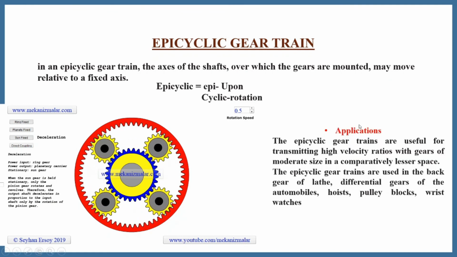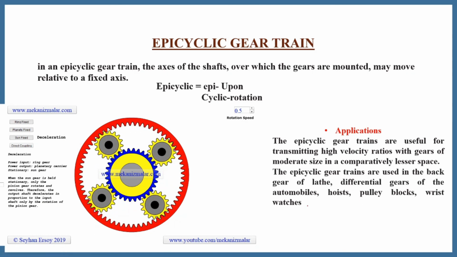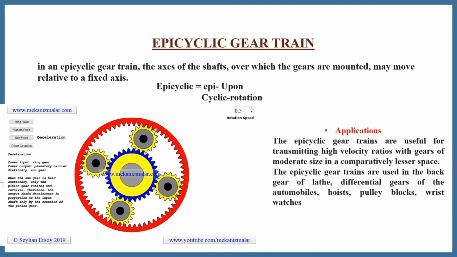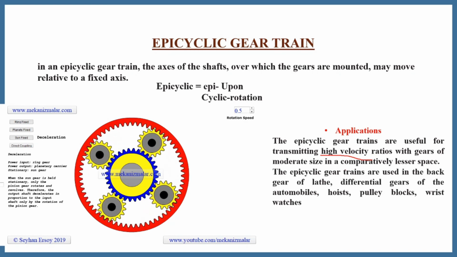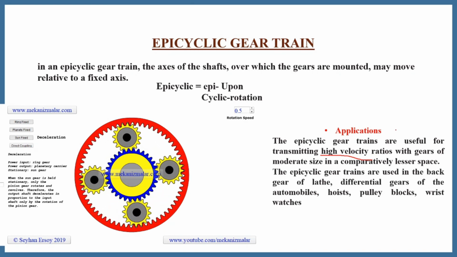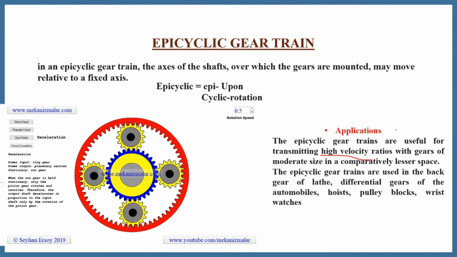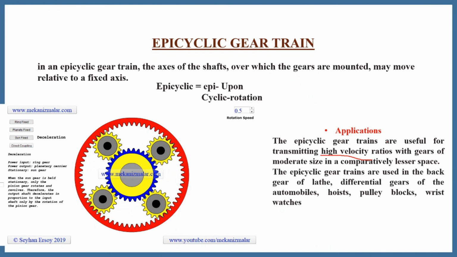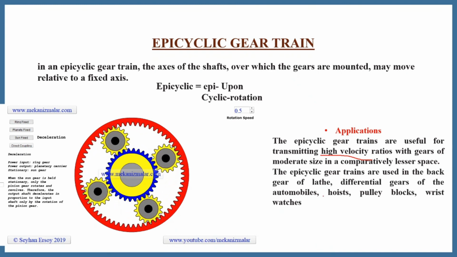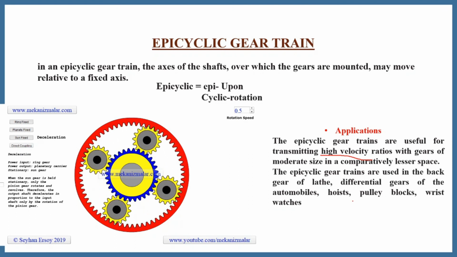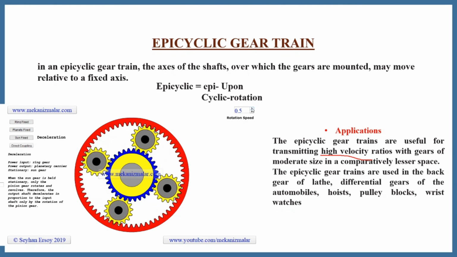Okay. The application of this epicyclic gear train: if you want very high velocity ratios in a very compact or small space, we normally use the epicyclic gear train. The differential gearbox is an application of the epicyclic gear train. Again, in the gearbox or back gear of the lathe, hoists, pulleys, and wristwatches, we use the epicyclic gear train. I'll just change the speed of this.